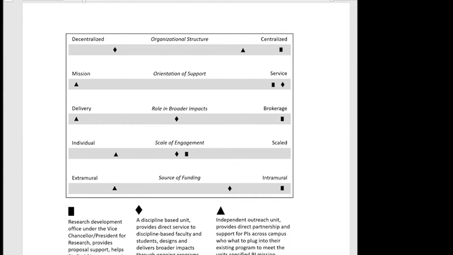So these are fake institutions. So they're amalgamated institutions that we've sort of placed on here, right? So the one with the square is a research development office under a vice chancellor for research. They help PIs find their partners and evaluators. So they're doing a lot of brokerage and service work. Their funding is internal, and they're working kind of at all scales based on kind of an as needed basis. So that's just an example. I'm going to stop sharing the screen.